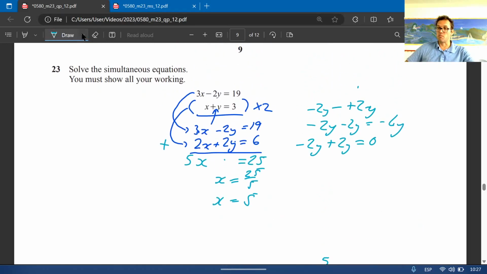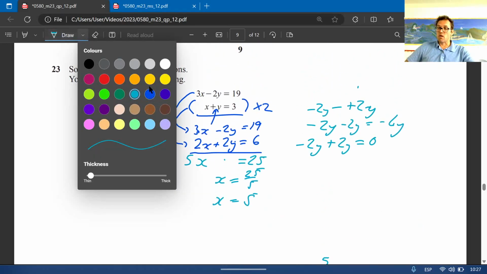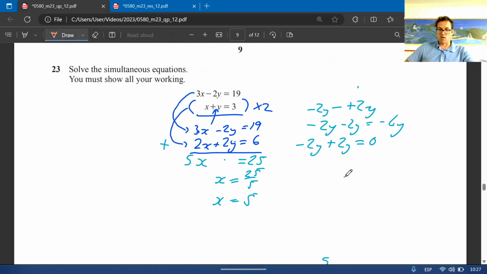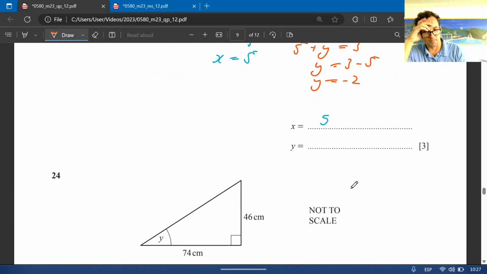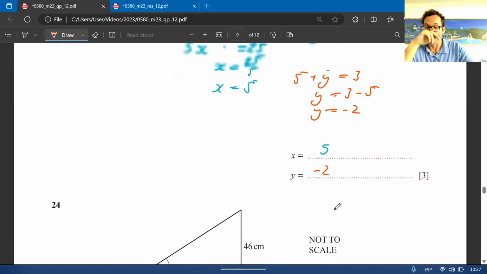But we still need the y, because we need both. So let's change colors. Put in orange. So how do we get y? Well, we just check any equation here. I'm going to take this one. This has got the least number. So we got x plus y equals 3. We know x is 5. So what do I add to 5 to get 3? Well, just subtract the 5 on the other side. Minus 2. 5 plus minus 2 is 3. Done.